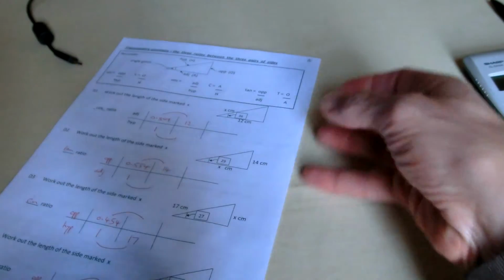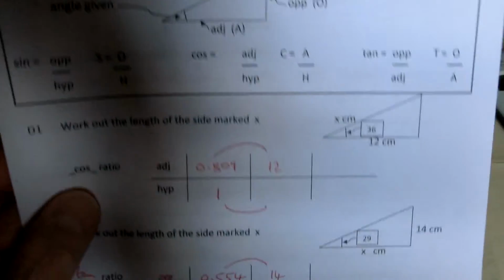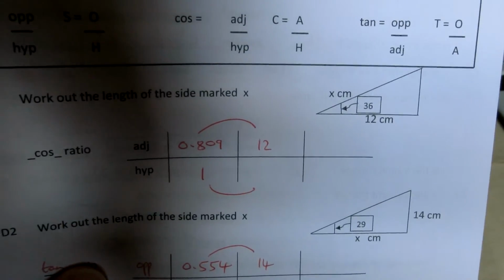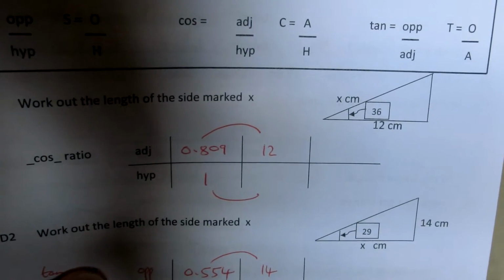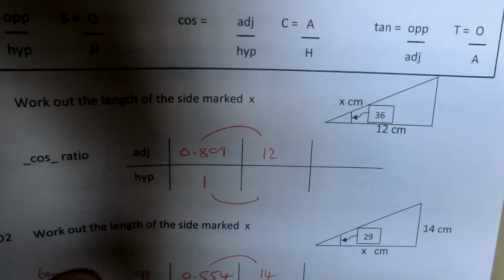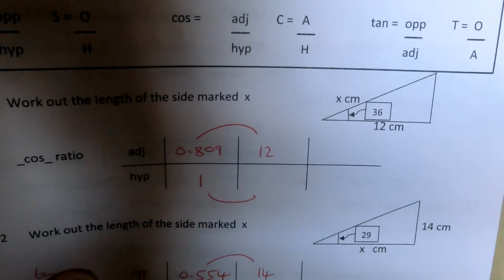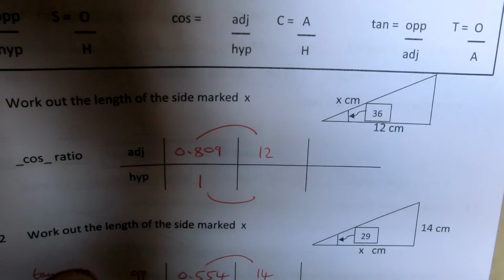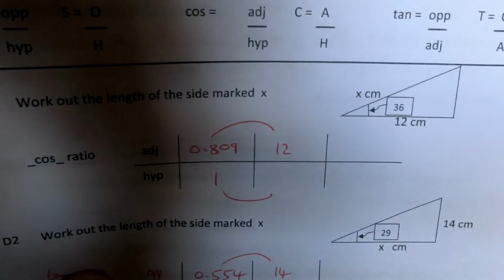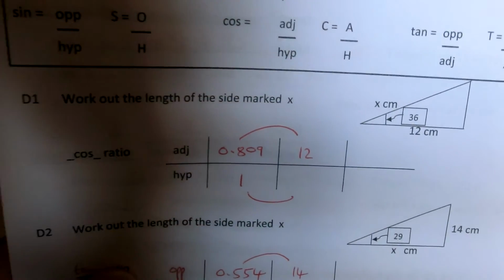Right, last page. Last page is about using the three ratios, when you're taking a pair of sides in a triangle and using it to figure out unknown side lengths. So in question D1, we're working with the hypotenuse and the adjacent. So that's a job for the cosine ratio. If you use your calculator or table of values, the cosine ratio for 36 degrees is 0.809, which means it's 0.809 to 1. That's why we have those first two figures in the table.